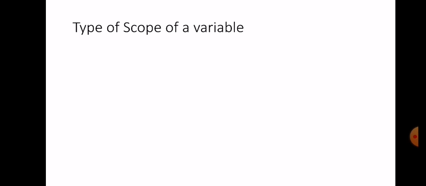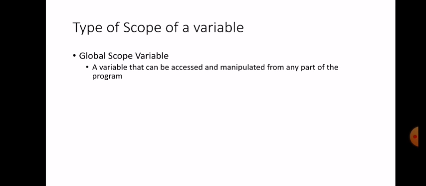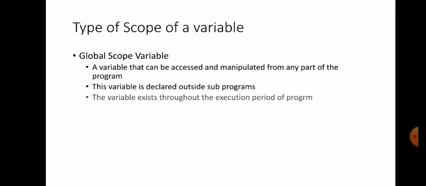Types of scope of variable. A variable can have what we call a global scope. When we talk of a variable having a global scope, this is a variable that can be accessed and manipulated from any part of the program. This variable is declared outside the sub-program. The variable exists throughout the execution period of the main program.